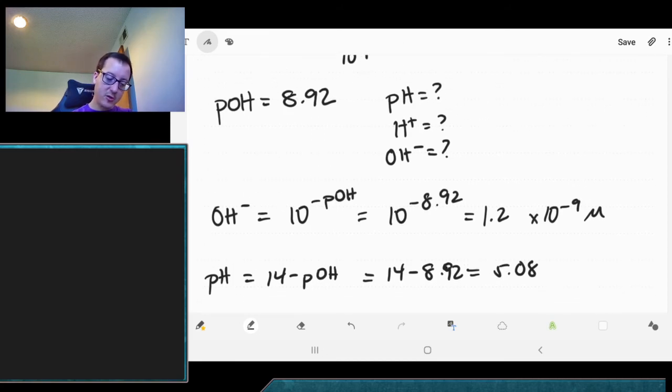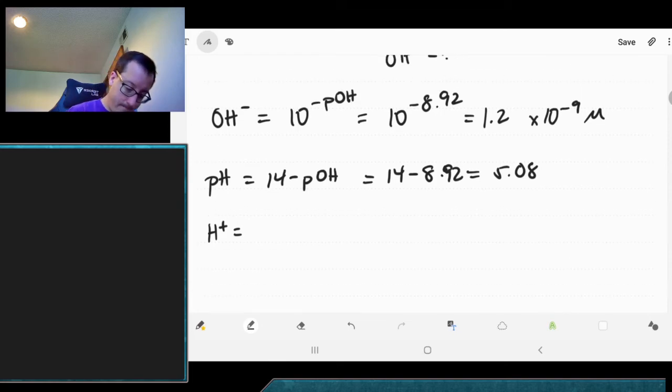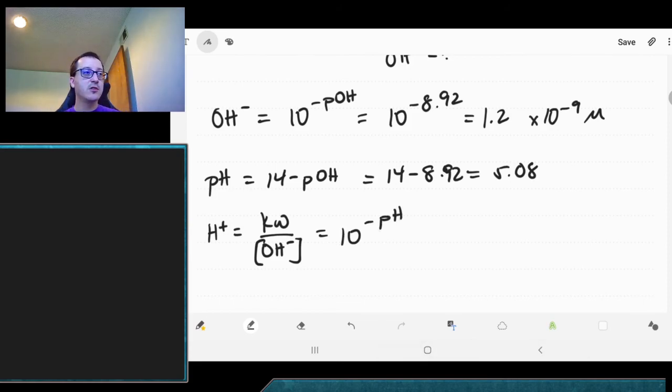And our last one is H plus that we need to find. We have two options. We could do it this way, Kw over OH minus, or we could do 10 to the minus pH. I think it's a little bit easier to do the second one, you just have to press fewer buttons. But you should see that both of them will give the same answer. So let's just do it both ways.